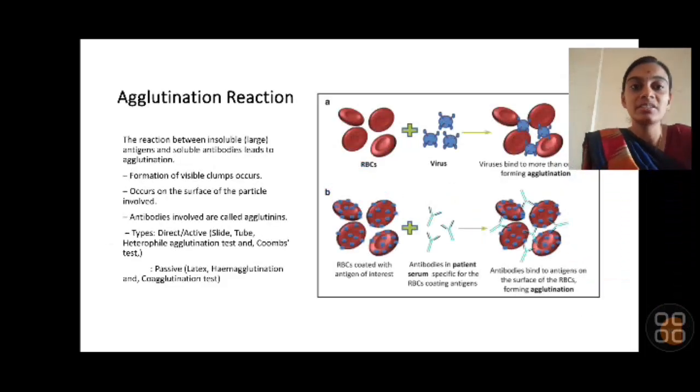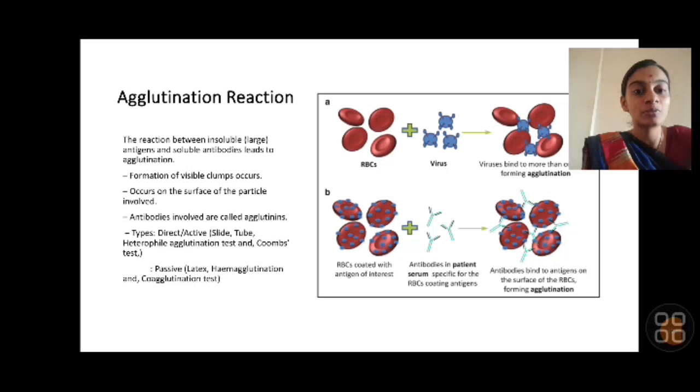Agglutination reaction. The reaction between insoluble, that is, large antigens and soluble antibodies leads to agglutination. Here, the antigen is large in size and insoluble, and this leads to the formation of visible clumps, which occur on the surface of the particle involved.